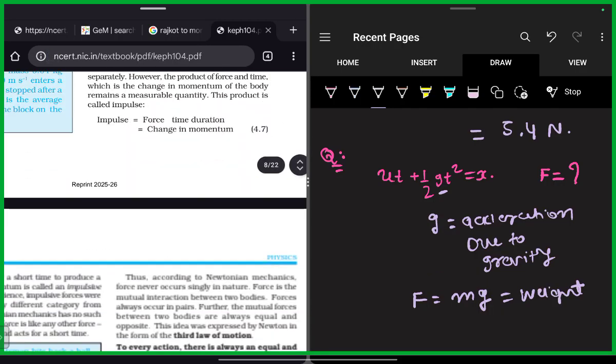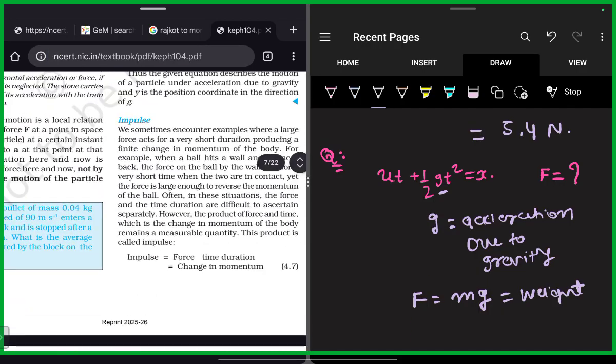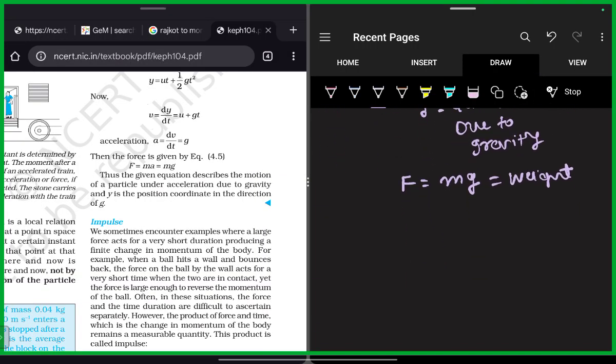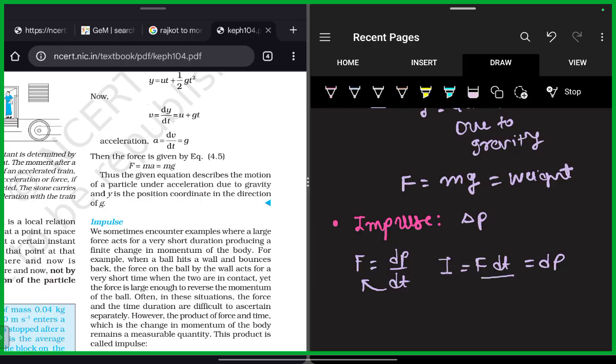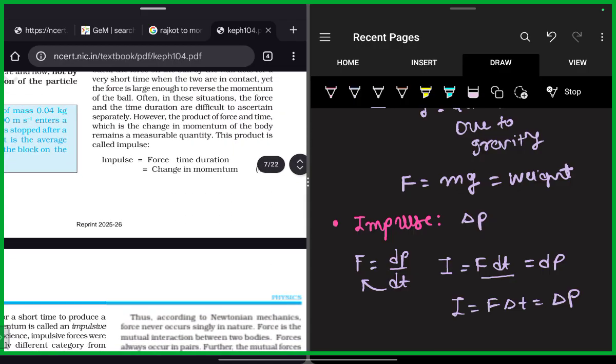Now we did discuss impulse. Remember? Impulse is given by F dt. Impulse is nothing but change in momentum. You know that F is equal to dp by dt. So you can multiply this dt with force, so it will become F dt is equal to dp. This F dt is nothing but our impulse. Impulse is F into delta t is equal to delta p, that is change in momentum. Good?